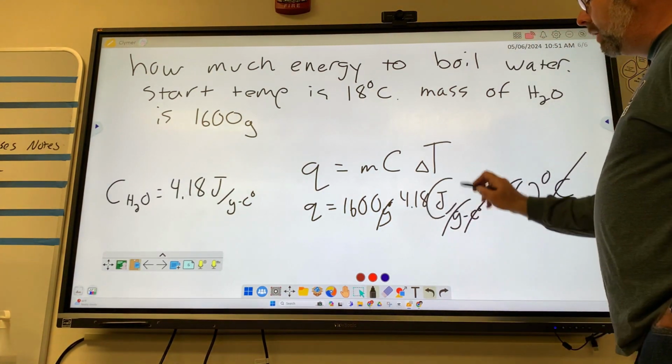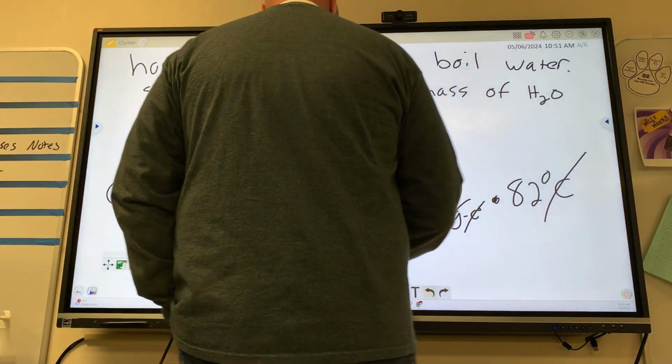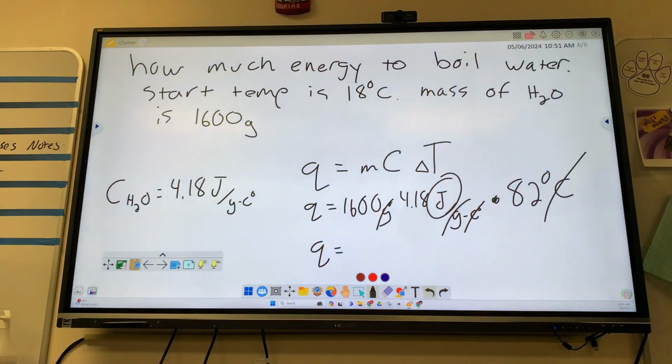Where did we get 82? Remember, delta T. If we start at 18 degrees, what's our target temp? How much change do we want in our temperature for our water? How are we supposed to find that? The boiling temperature for water? Oh, 100. Why are we taking common sense as chemistry, guys? 18 plus 82 is 100? Is that what you're saying? Okay. Delta T is the change.